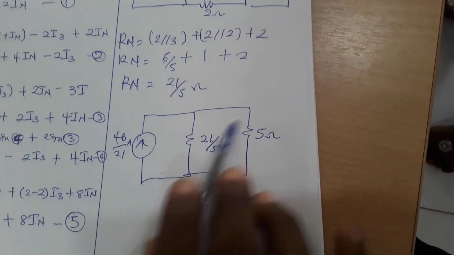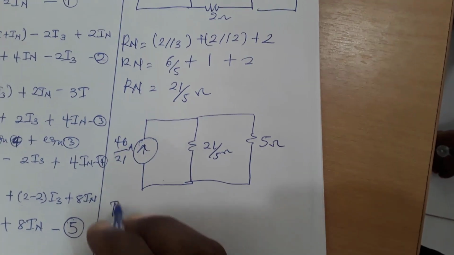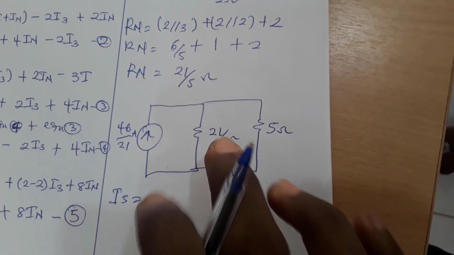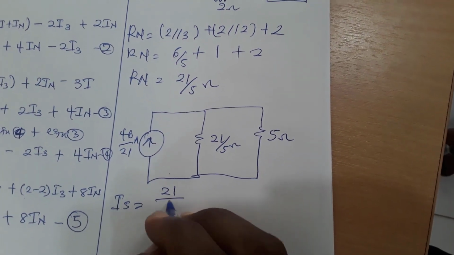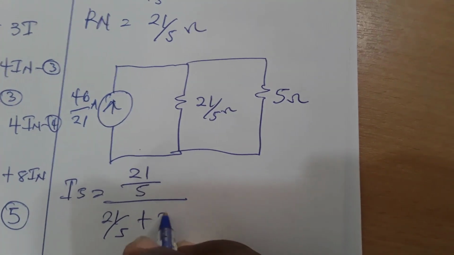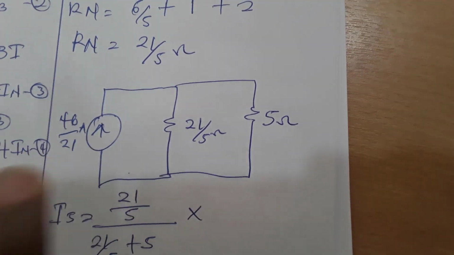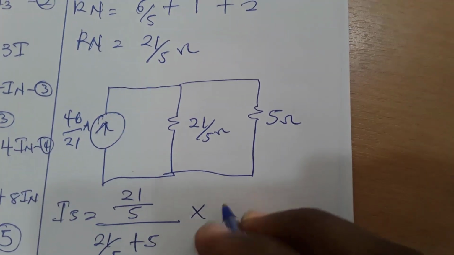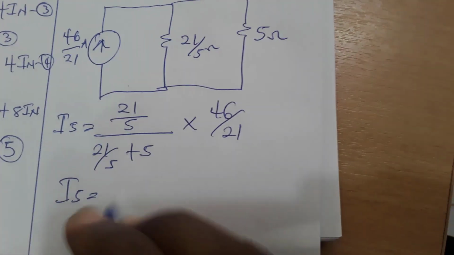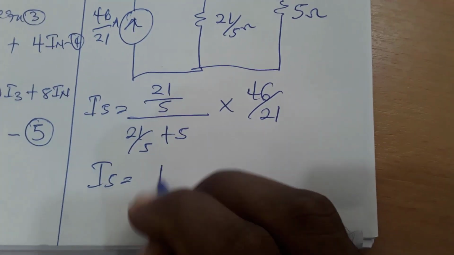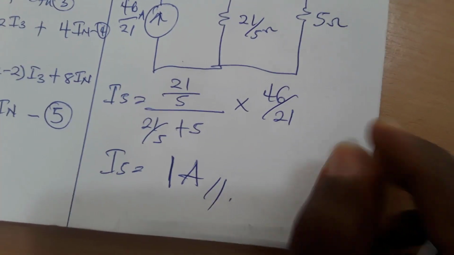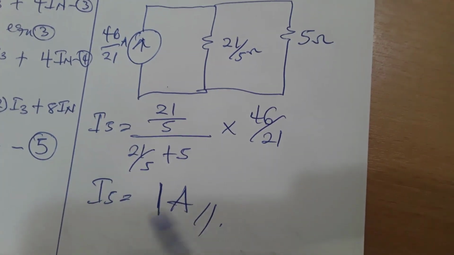So using current division, we can find the current through this one, say I5. From current division, we make this the numerator, so it will be 21 on 5 over the summation of both, that is 21 on 5 plus 5, all multiplying the total current, in this case In, that is 46 on 21. So I5, the current through this 5 ohm, should give us 1 ampere. Comparing this to my previous video on Thevenin, you see that we had the same answers.